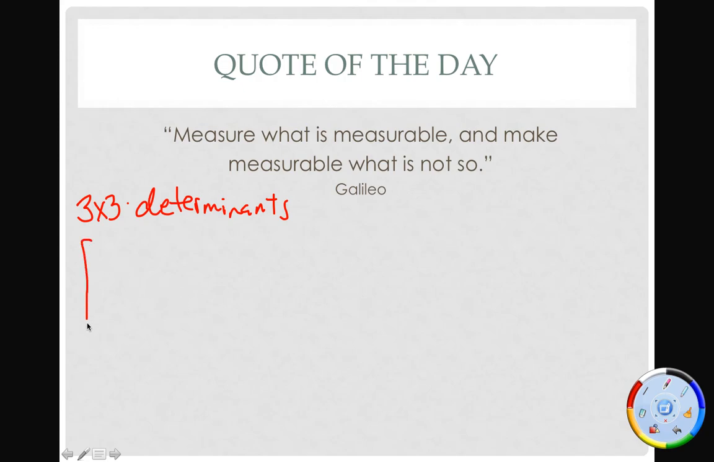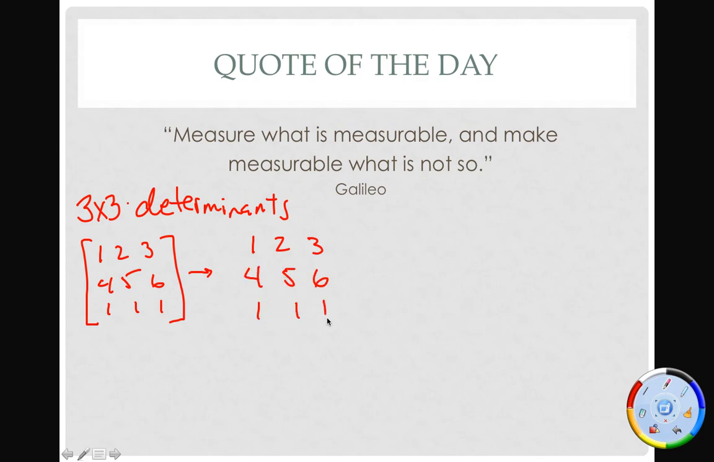If you had the matrix, let's call it 1, 2, 3, 4, 5, 6, 1, 1, 1, just to keep the math a little bit easier, and you wanted to find the determinant of that matrix. What you can do is go 1, 2, 3, 4, 5, 6, 1, 1, 1. And rather than doing that whole process, you can actually do a little trick. Take this row 1 and tack it over here, and take column 1, and then column 2, and tack it over here. And then you take all 3 of these diagonals, just like you did in a 2 by 2.